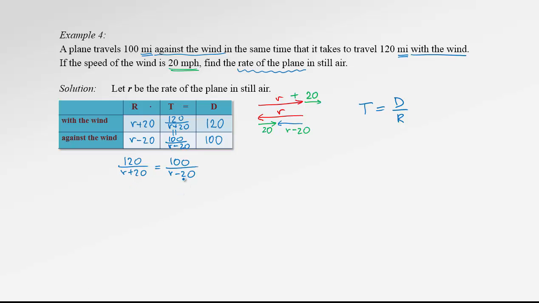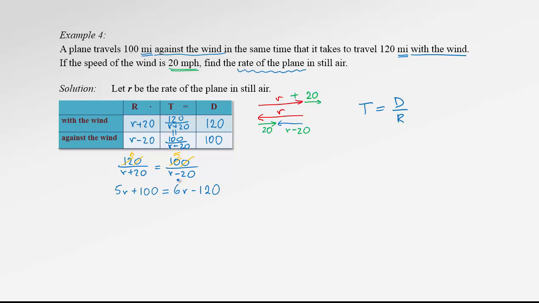Again, we could cross multiply as it is, but it will be a bit easier if we simplify whatever we can. For example, we could divide both fractions by 10. We could even divide by another 2. So 12 by 2 will be 6, and here 10 by 2 would be 5. Okay, let's cross multiply. 5 times r plus 20 gives us 5r plus 5 times 20, which is 100, equals 6 times r minus 20, so 6r minus 6 times 20, 120.